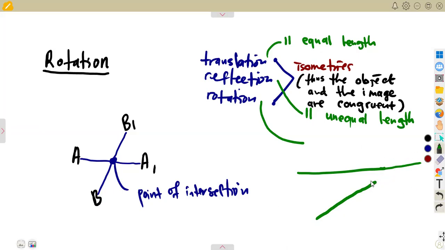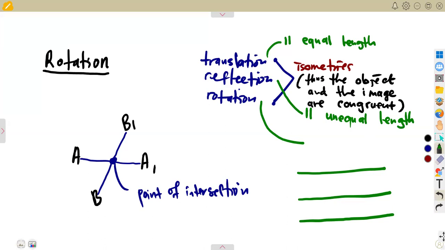Lines which are parallel, they are parallel. We cannot say these lines are parallel if it is not like this. If it is like this, then we can say, okay, these lines are parallel. Then we have to measure, are they equal or unequal, all of the three? If all the three lines are equal, it is a translation.